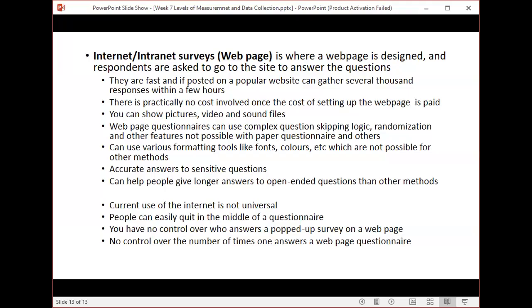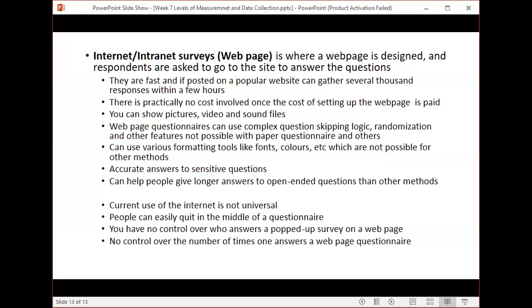All right. Now, the problems are that the current use of the internet is not universal. It's not everywhere people get internet. So if you have it on a website and people are not able to browse, you might be doing this in the urban areas alone or places where there's internet, but places where it matters most, you might not get them to answer because there's no internet.